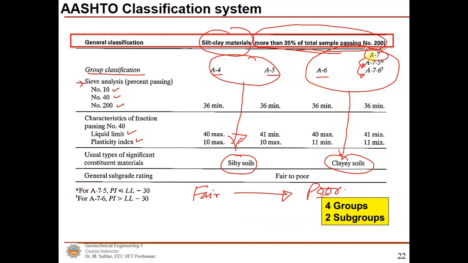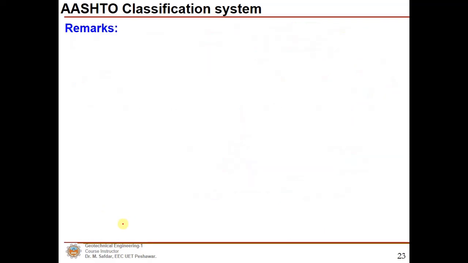Now, when we reach the A7 material, we need to further divide it into subgroups A75 or A76. If the plasticity index is less than or equal to liquid limit minus 30, that would be A75 material. If the plasticity index is greater than liquid limit minus 30, that would be A76 material.